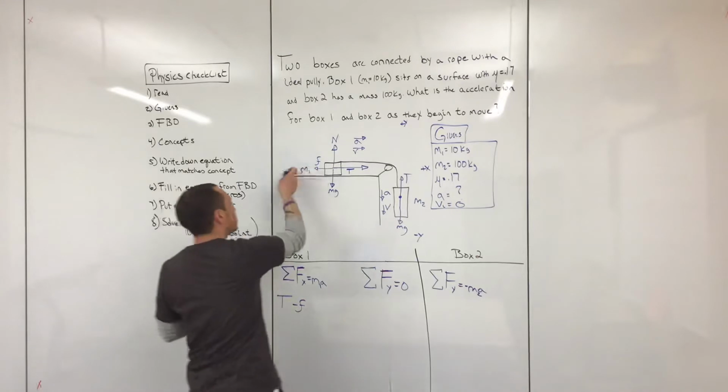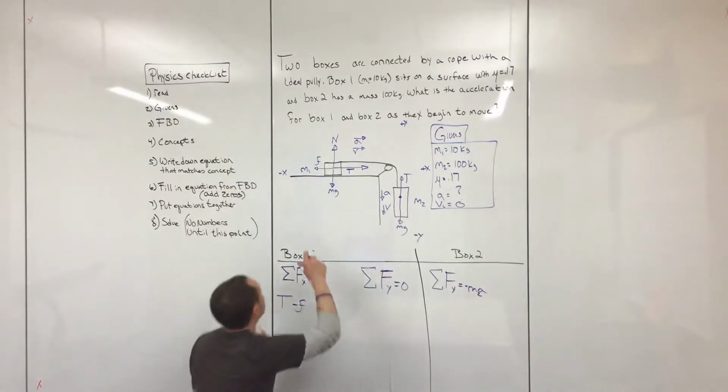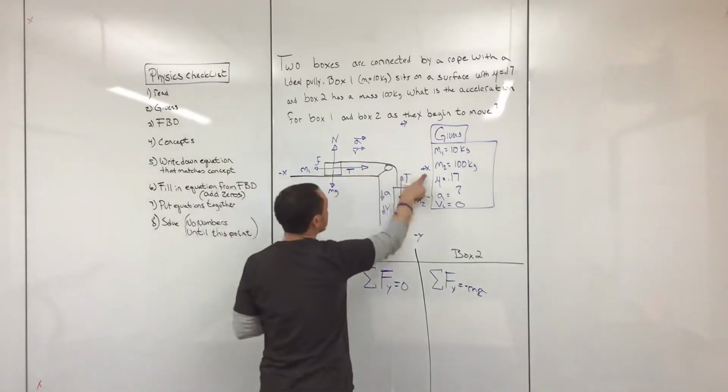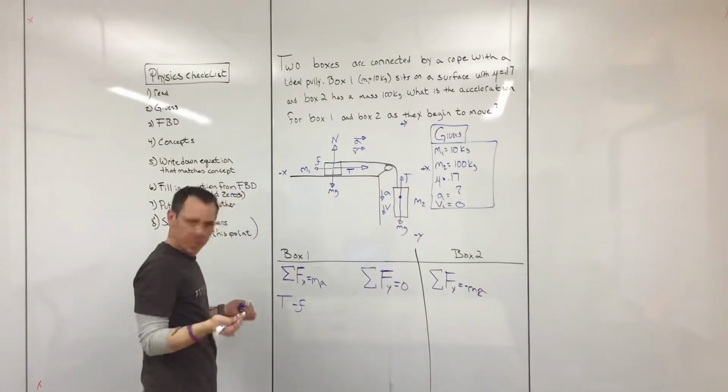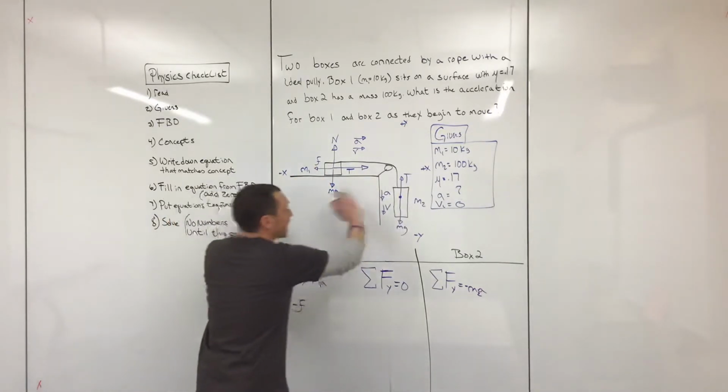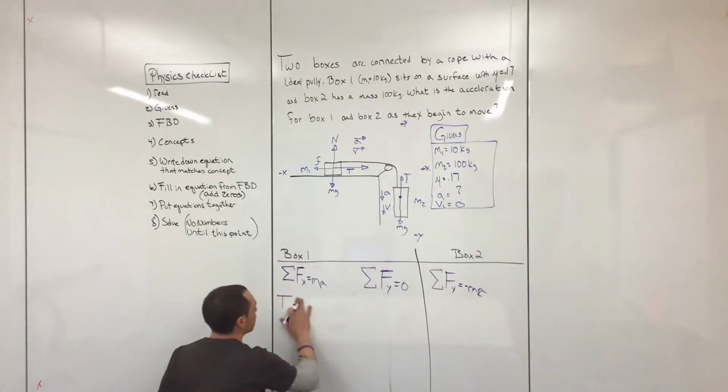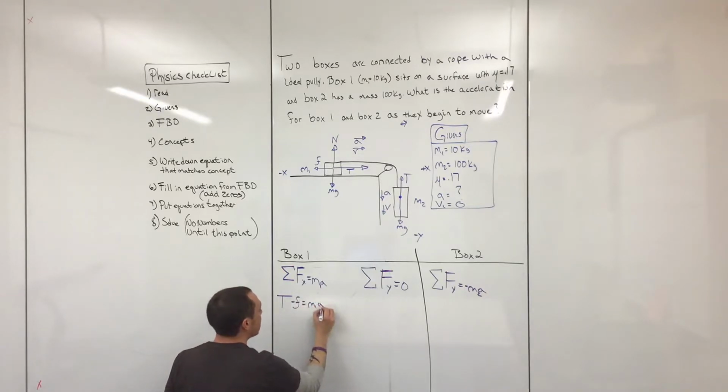It's in this direction. If we wrote positive x over here and negative x over here, tension would be negative and friction would be positive. The math would be the same, but that's why it has the sign. It's important to understand why it has the sign. And then we know that's going to be equal to MA.